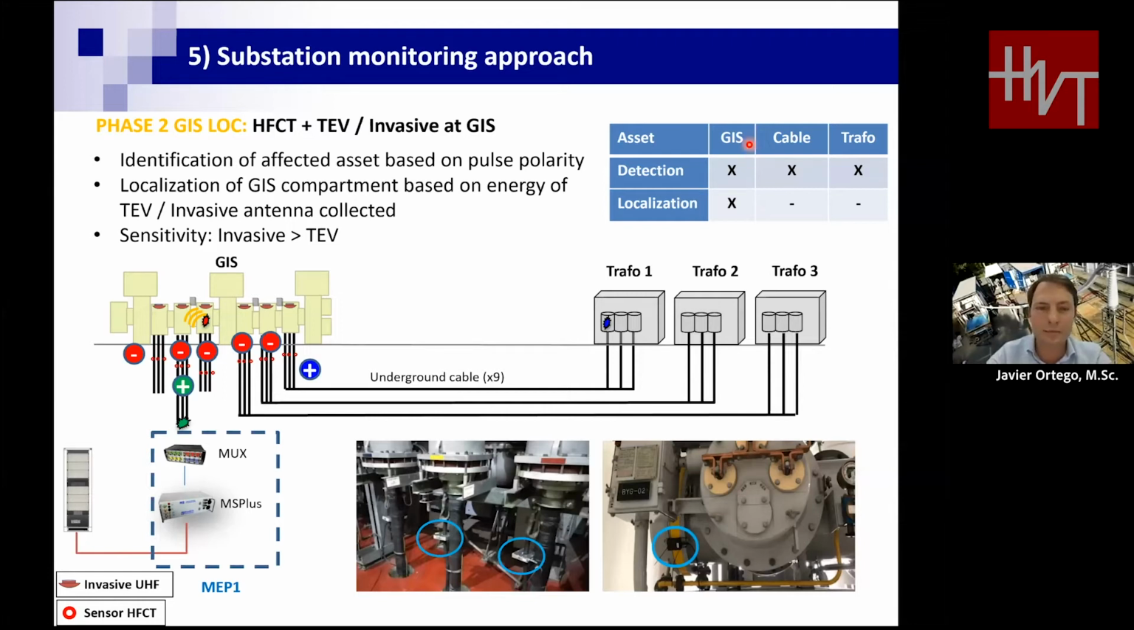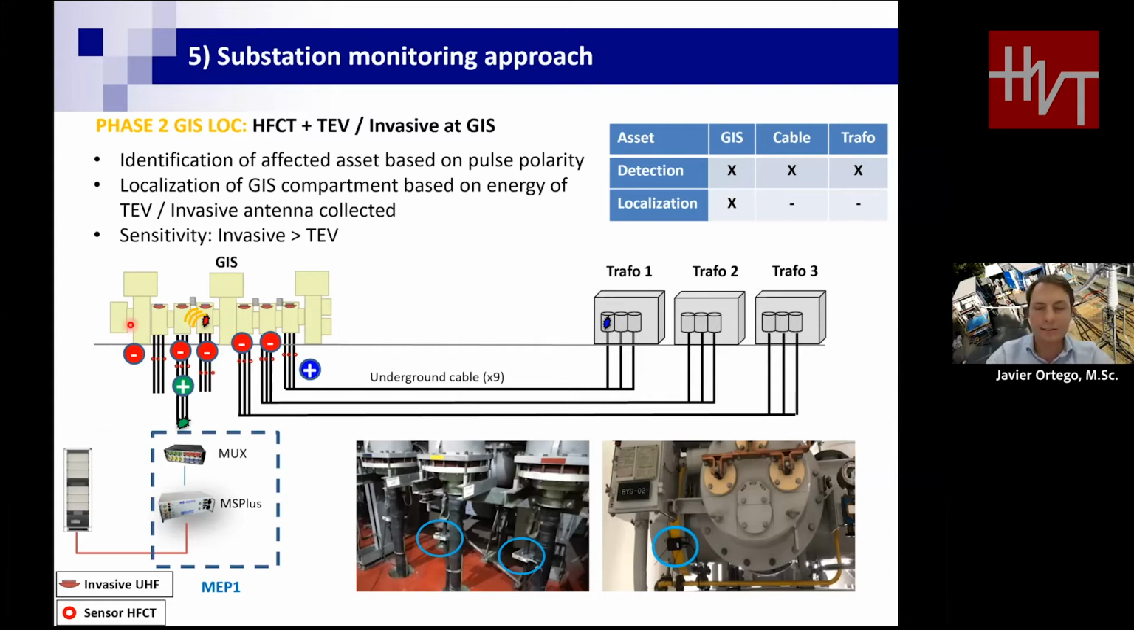Okay, we will be able to discriminate where is the PD defect along the GIS, because we will have a very clear attenuation when we detect the PDs with ultra high frequency sensors, and we will be able to identify which compartment is having the problem along the GIS.